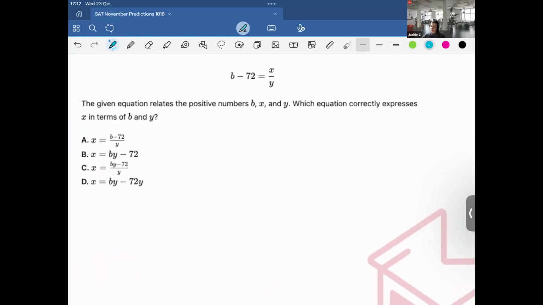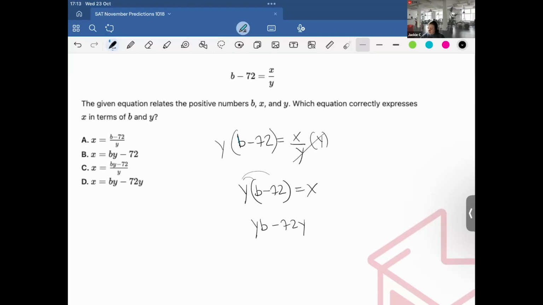Okay, a little bit more. These problems also come up on almost every single SAT exam. Make sure you feel comfortable doing them if they're just rearranging equations. So here I'm told the given equation relates to positive numbers b, x, and y. Which equation correctly expresses x in terms of b and y? I want everything in terms of x. So if I multiply each side by y, that will put everything in terms of x. Very simple, straightforward, that correlates to yb minus 72y. Just be careful with these ones to not make any careless mistakes, because it looks like all of the trap answers are in place in case you're not careful, but it should be D.